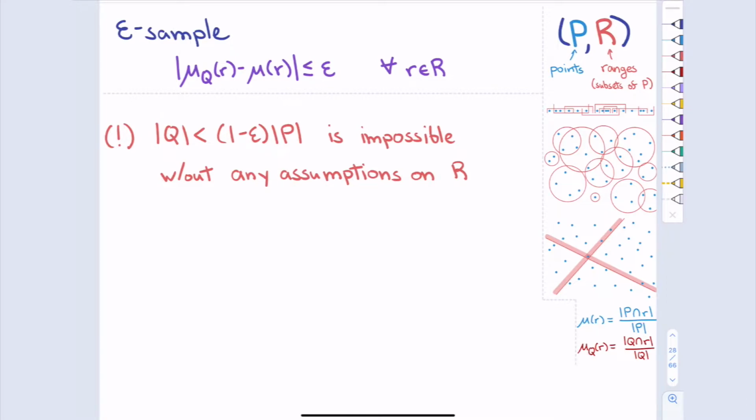Okay, so what would be an example of a range space that I wouldn't be able to capture, or get an epsilon sample of, if I only had 1 minus epsilon fraction of the original points, or less than that? What would be a bad range space? Yeah.